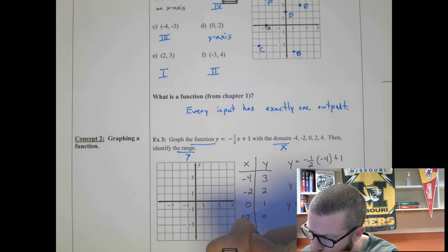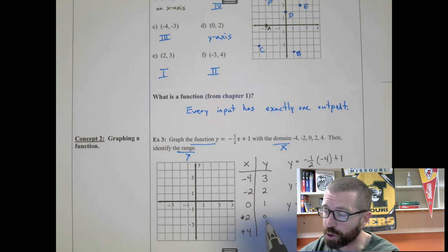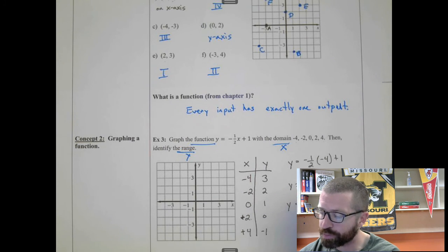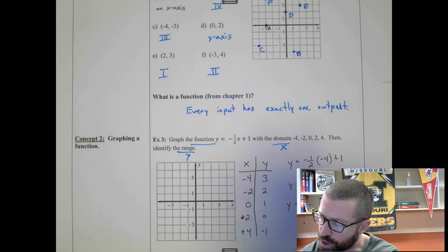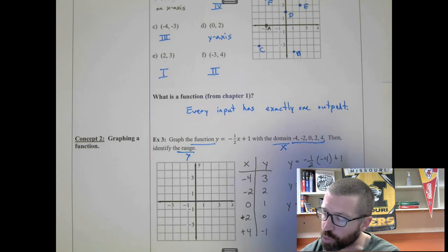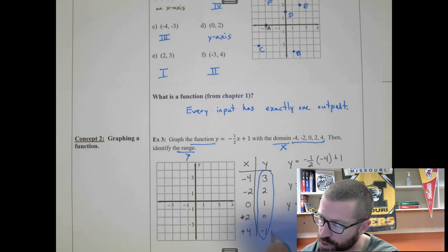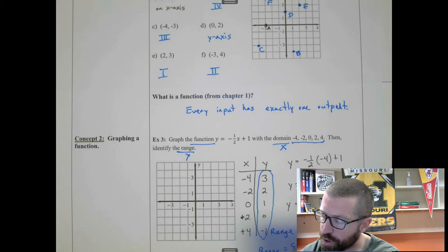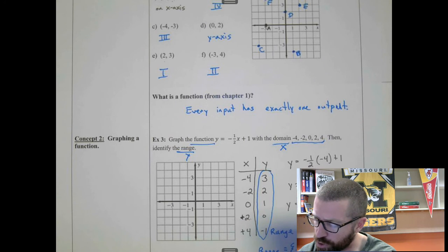Plug in 2, you get 0. And then plug in 4, the pattern will continue. You get -1. Your domain is given to you. Your range is all of these values. And it might be good to write it. If you write it, normally you do the smaller numbers first, so you would basically reverse it.